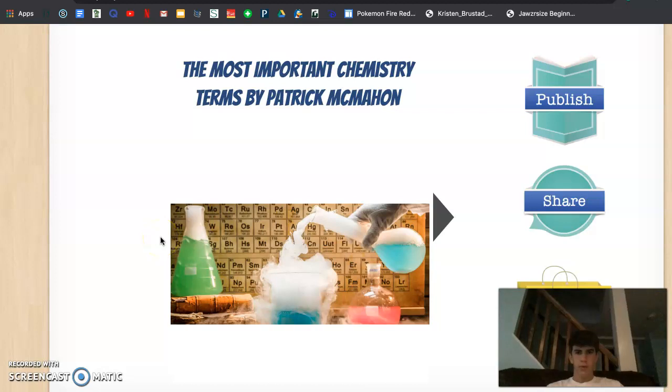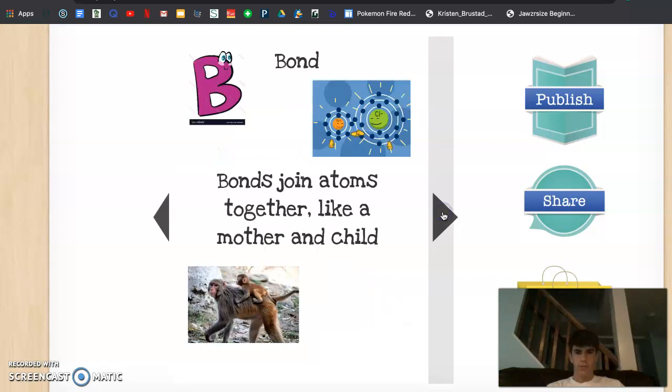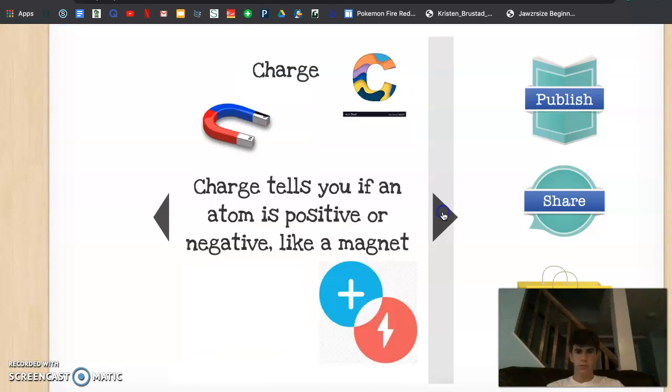Today I'm going to be reading my book, The Most Important Chemistry Terms. A is for acid. Acid is what makes lemon sour. B is for bond. Bonds join atoms together like a mother and child.